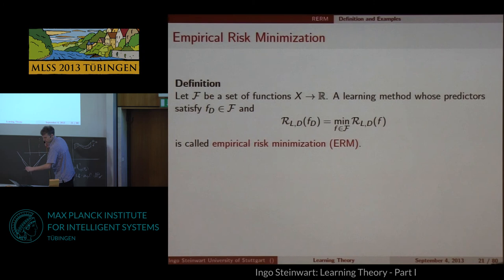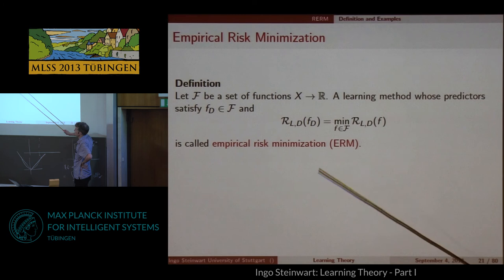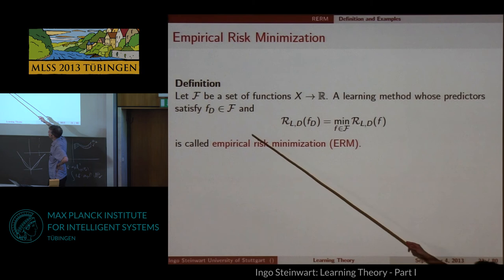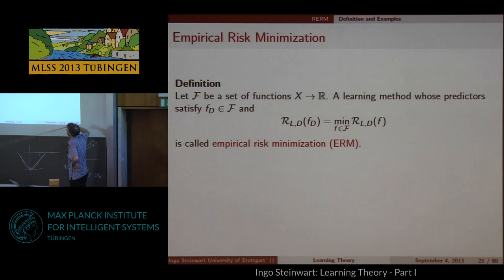Okay, so now we go to learning theory's longtime favorite, empirical risk minimization. This is the method which was mentioned somewhat in a question asked earlier. The idea basically is that if we can't compute the risk of a predictor, but we can estimate it from data, why don't we minimize the empirical risk instead? And this is exactly what empirical risk minimization does. So we fix a set of functions and then say that a learning method whose predictors f_D minimize the empirical risk. These are called empirical risk minimizers.